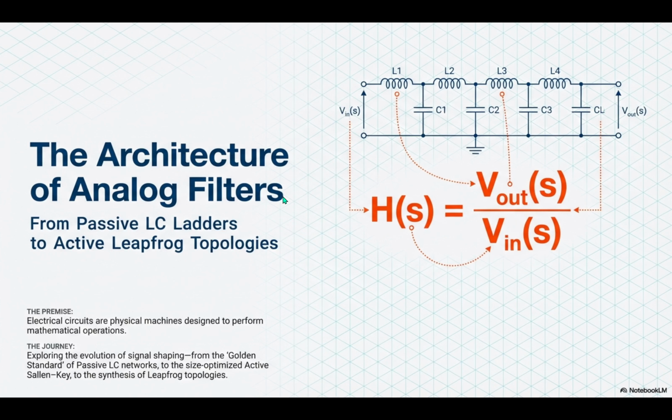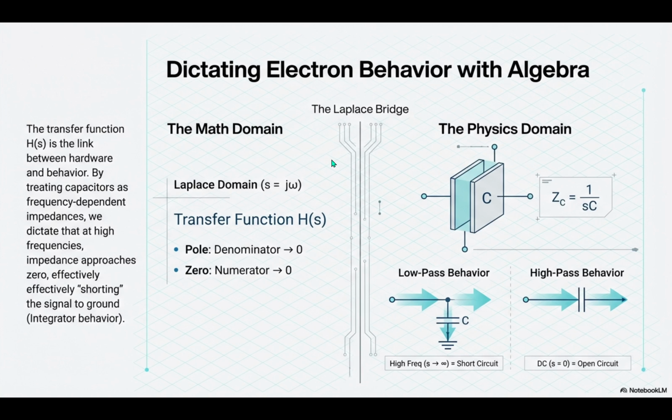I mean, imagine a canyon. On one side, you have the physical world: capacitors, resistors, voltage, things you can touch. On the other side, you have the mathematical domain: equations, poles, zeros. The transfer function is the contract that links them. It says, if I put the signal in, the math guarantees what signal must come out.